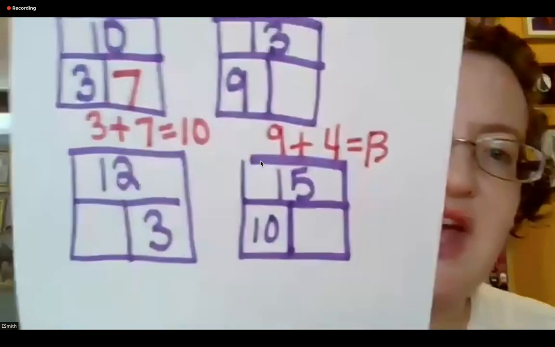So it should look something like this. Let's do the next example. 13 was my total. 9 is one of my parts. We had to add 4 to 9 to get 13. So our number sentence will be 9 plus 4 equals 13. So if I show you this, this is what it looks like now.